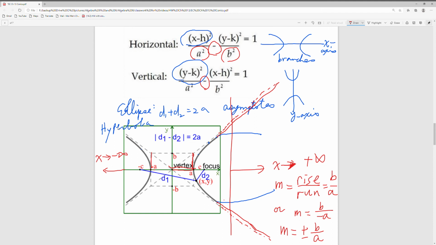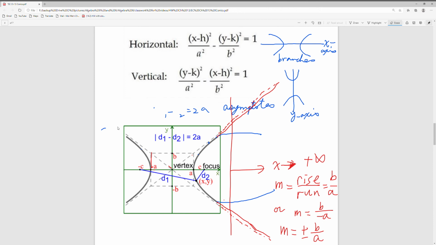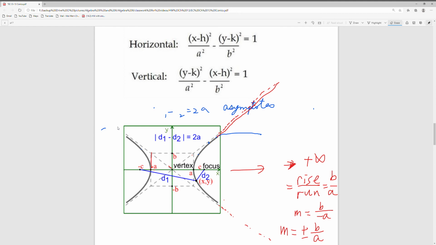Therefore, how do you graph the hyperbola? Let me start all over. Let me erase those marks and show you how to graph. Clean first. Oh, it's better, right? Not too messy here.